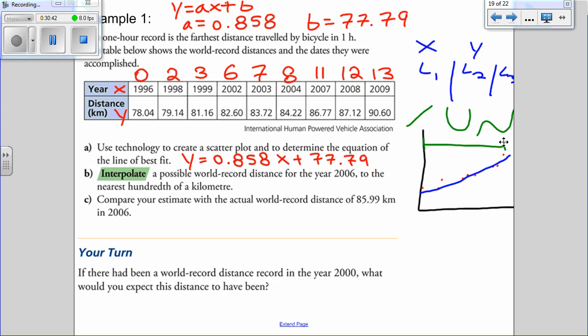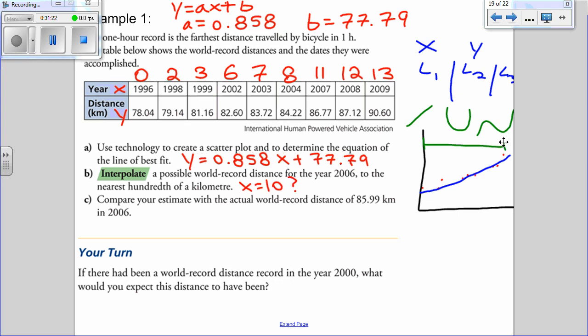So, question B, the reason why all of this was useful is now you can draw information from what you just did. It says a possible world record distance for the year 2006 to the nearest 100th of a kilometer. So we didn't have a 2006 piece of information, did we? What year would have 2006 been? It would have been year 10. So they're saying, what happens when x equals 10? In your calculator, if you know an x value, which you do, you just go trace 10 and then enter.